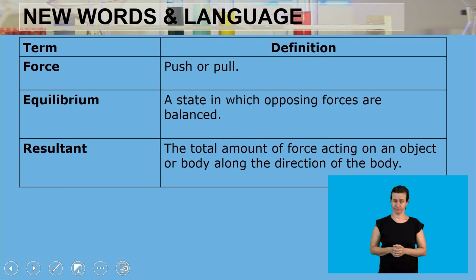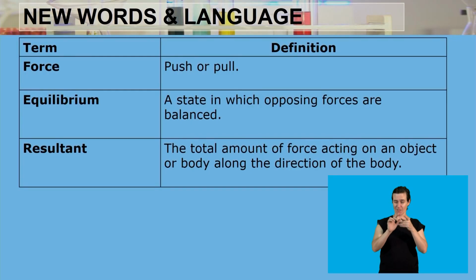Again, throughout this lesson, to better explain the concept of a force, we're going to be using certain words. The first word is force, and remember, force is a push or pull. We're also going to be using the word equilibrium, which is a state in which opposing forces are balanced. And the last word that we may be using is resultant. That's the total amount of force acting on an object or body along the direction of the body.